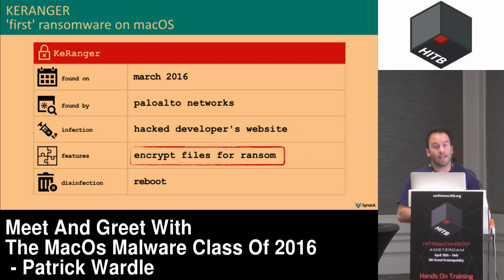All right, so let's dive in and start talking about some of, or rather all of, the specimens that appeared in 2016. The first one was called KeRanger. This was discovered by Palo Alto Networks in March, and it had the honor of being the first fully functional in-the-wild ransomware for macOS.